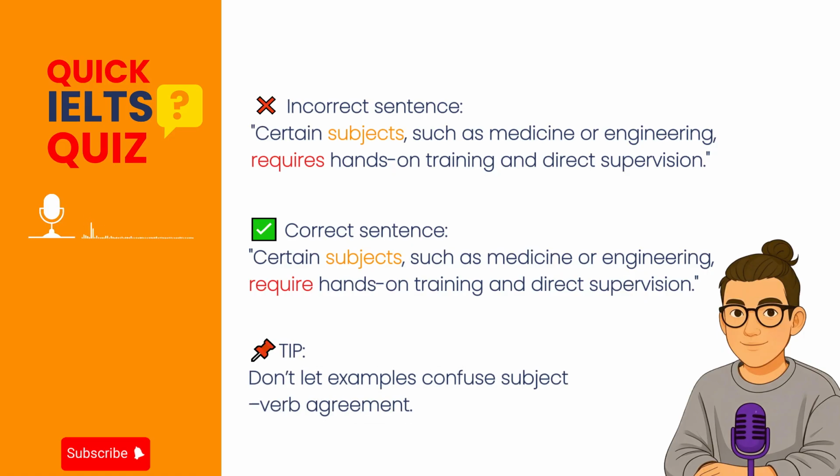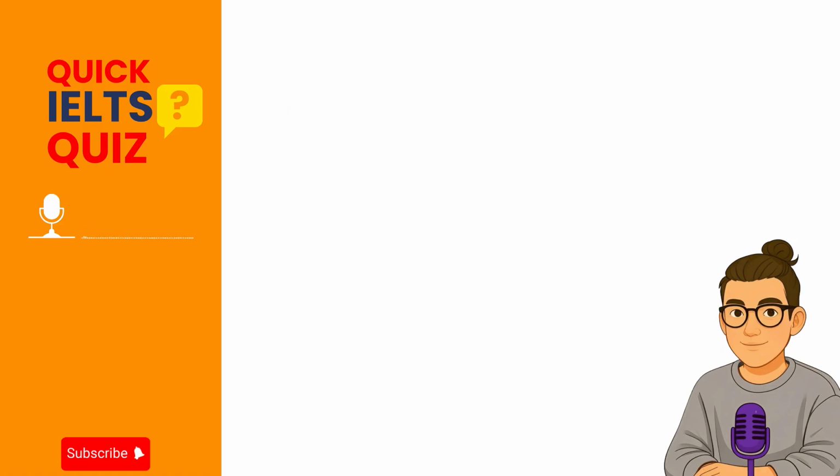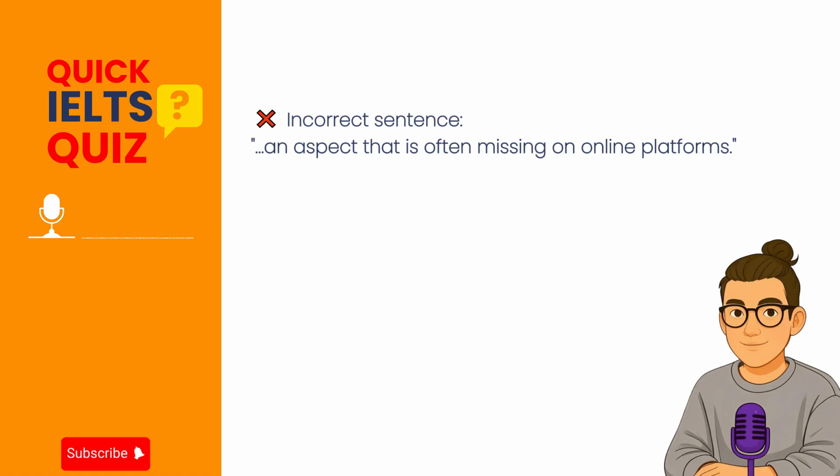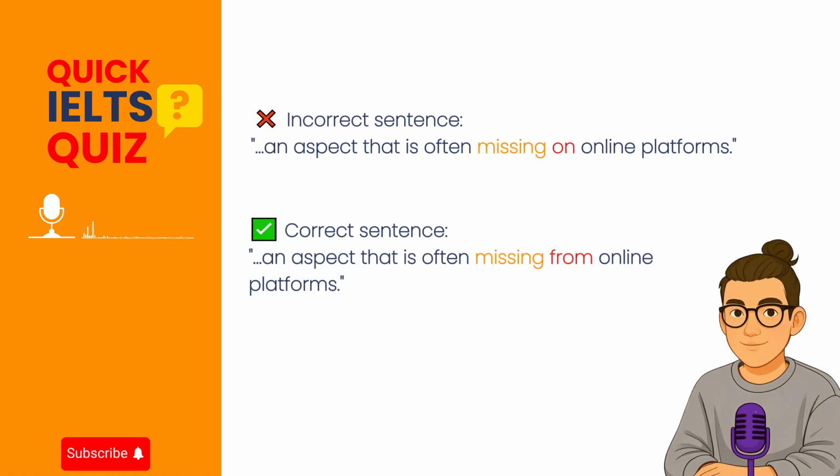Let's move on to error number 9, a common mistake with prepositions that can make a sentence sound unnatural. This mistake is about prepositions. Using the wrong one can make your writing sound awkward and less natural to a native speaker. When we talk about something not existing in a place or system, we usually use from, not on. Saying missing on is unnatural here. The correct phrase is missing from online platforms. Use missing from to show absence.